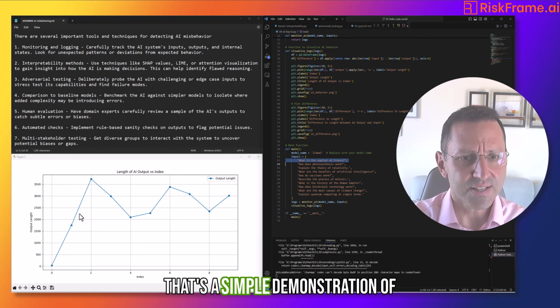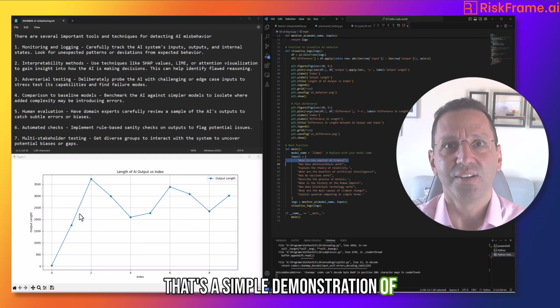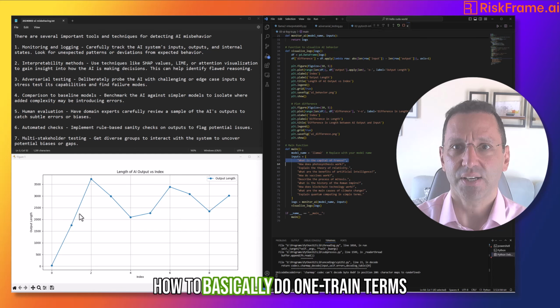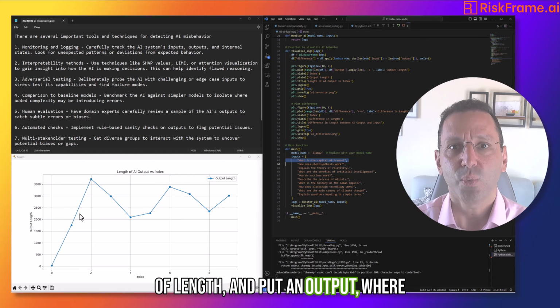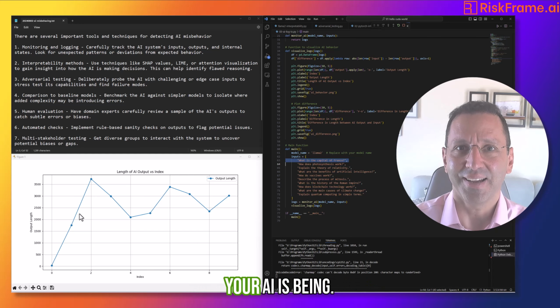So that's a simple demonstration of how to basically do monitoring in terms of length, input and outputs, where you're checking whether or not your AI is misbehaving.